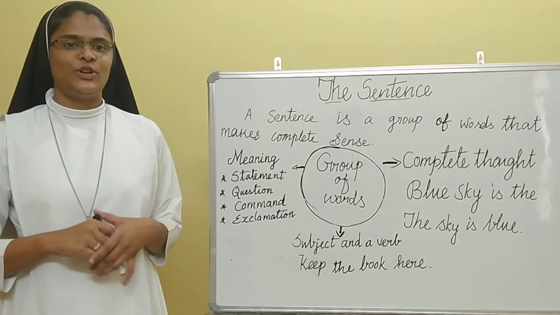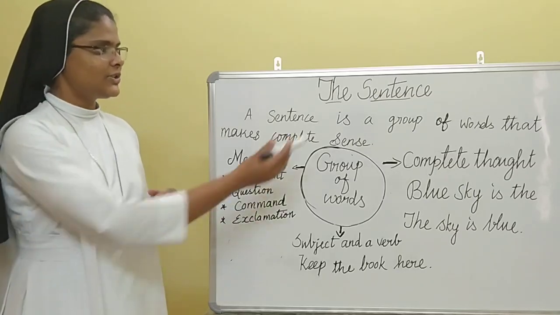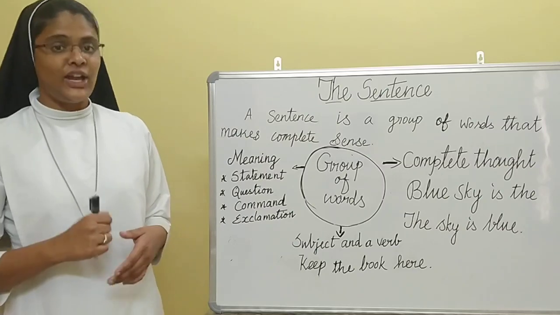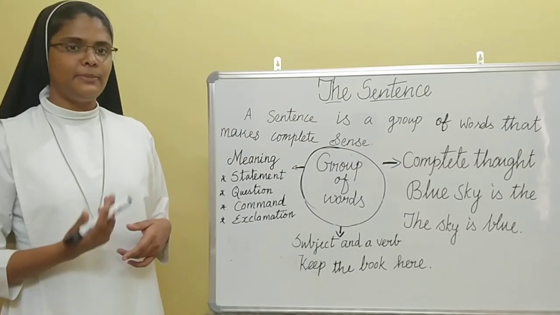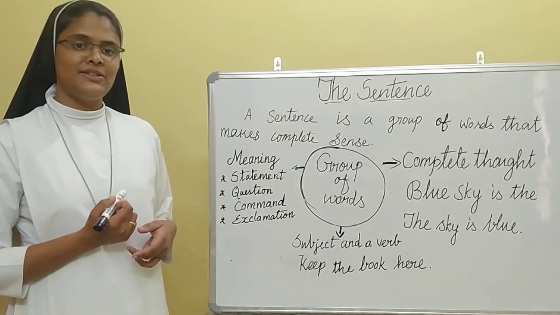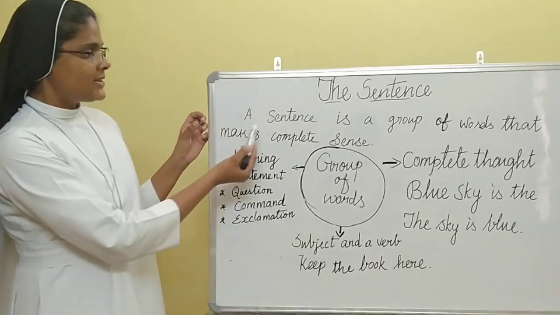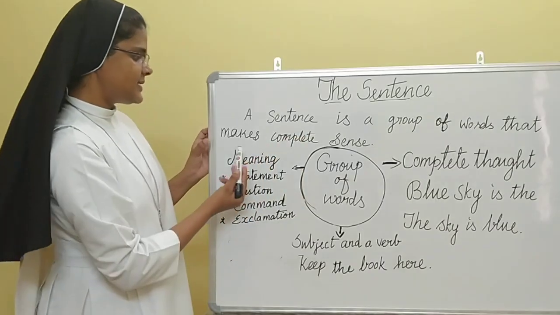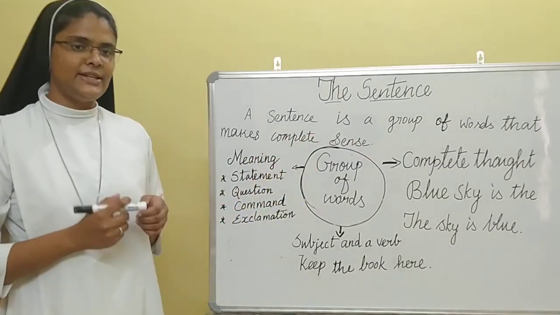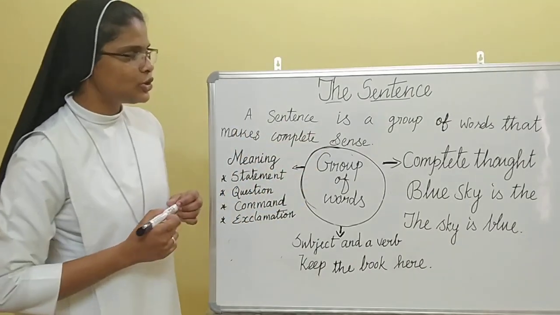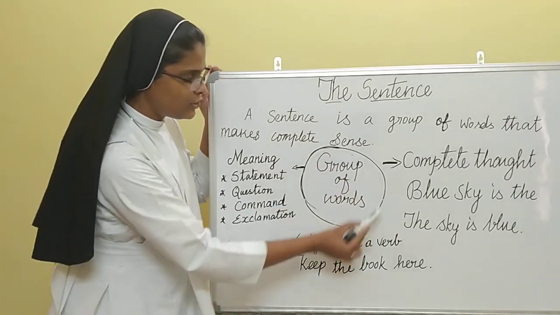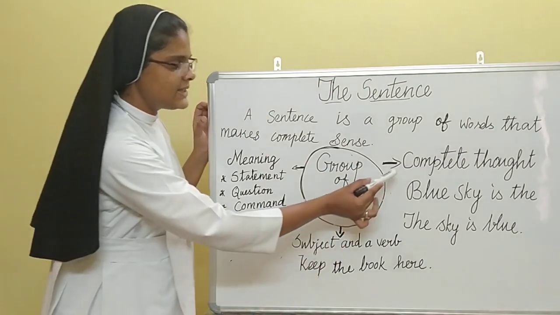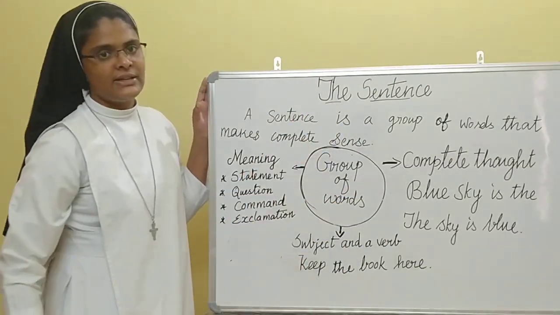Dear children, today we are going to learn about the sentence and the kinds of sentences. Before going into the topic, let me explain what a sentence actually is. A sentence is a group of words that makes complete sense. We can see three main things in a sentence.